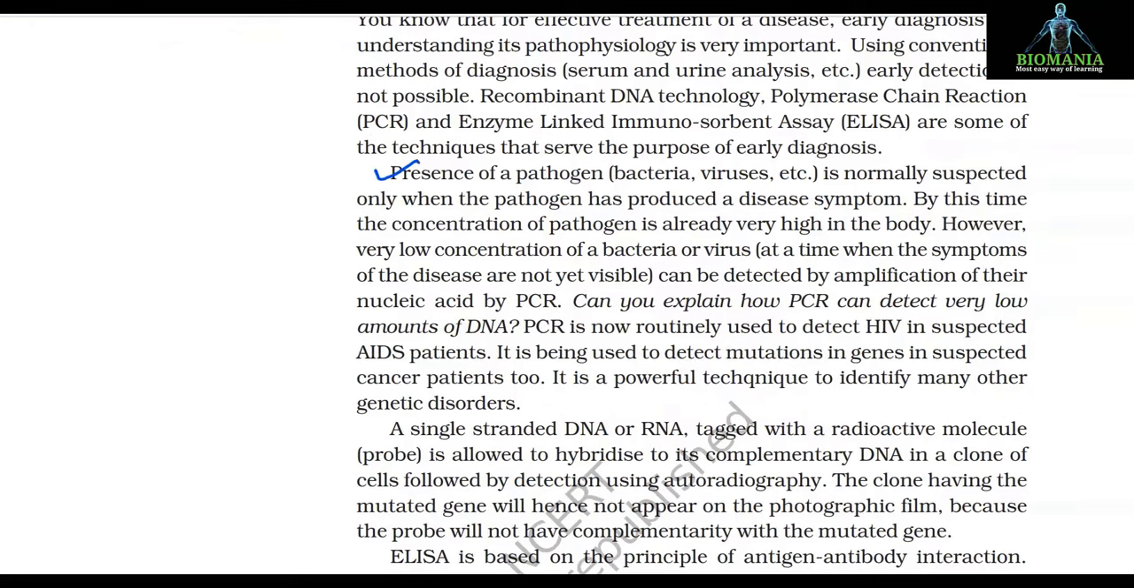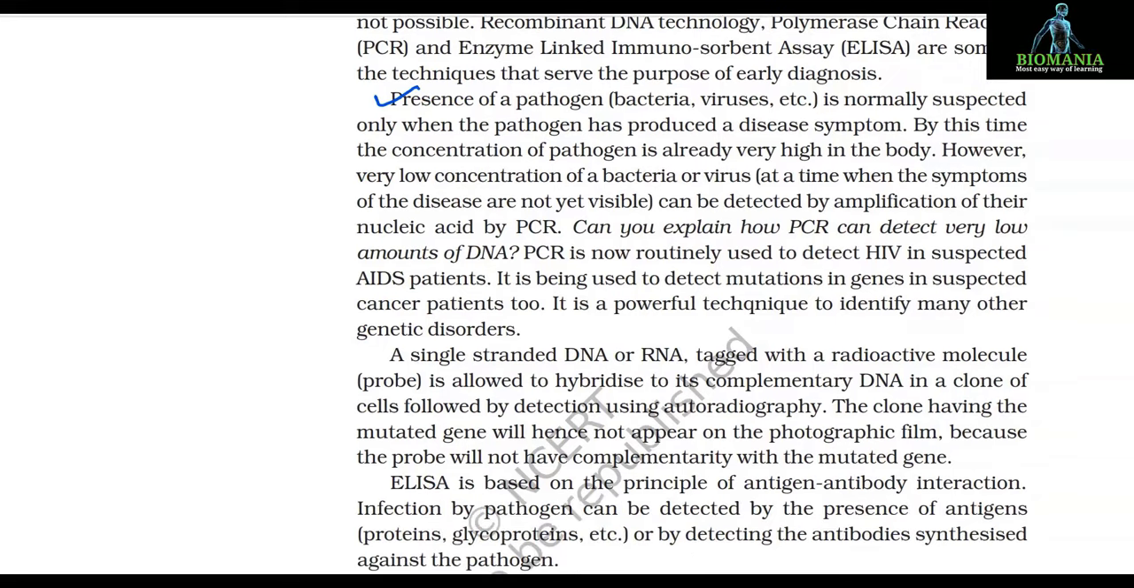Presence of a pathogen, bacteria, viruses, etc., is normally suspected only when the pathogen has produced a disease symptom. By this time, the concentration of pathogen is already very high in the body. However, very low concentration of bacteria or viruses at the time when the symptoms of disease are not yet visible can be detected by amplification of their nucleic acid by PCR. Can you explain how PCR can detect very low amounts of DNA?